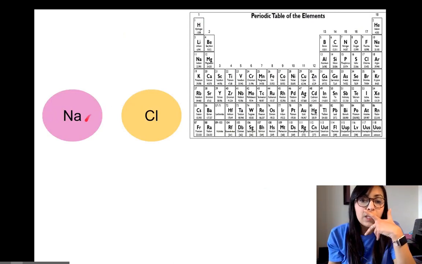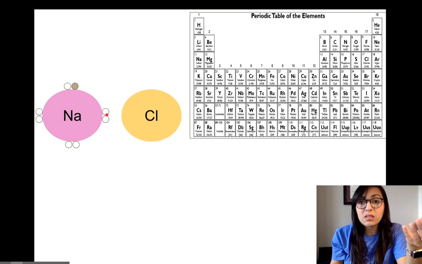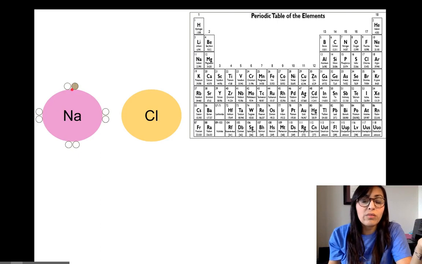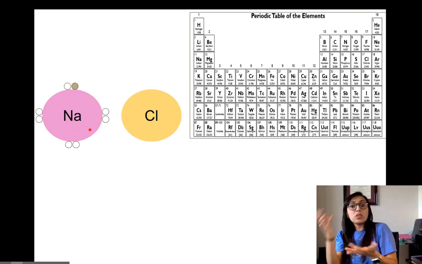Let's take a look. Here is a sodium atom, and if you look, sodium is found in the very first group. So sodium has 1 valence electron. Now, these empty circles, those represent spaces where a valence electron could be. So sodium only has 1 valence electron, so only 1 circle is filled in, right? And there's 7 other spaces that sodium wants to fill.